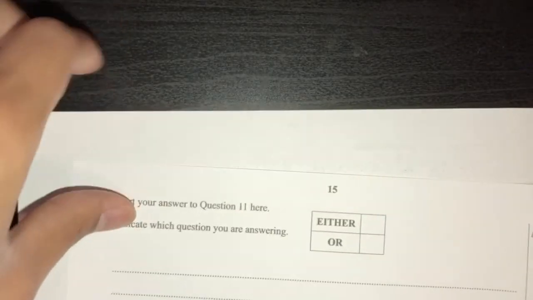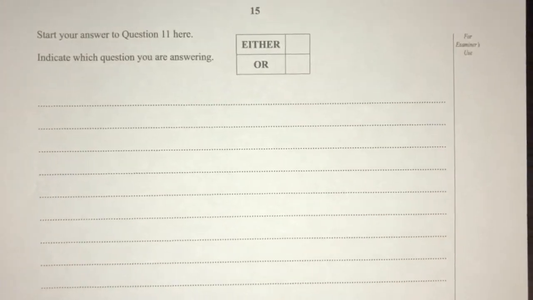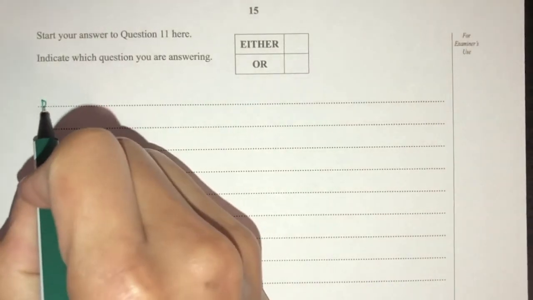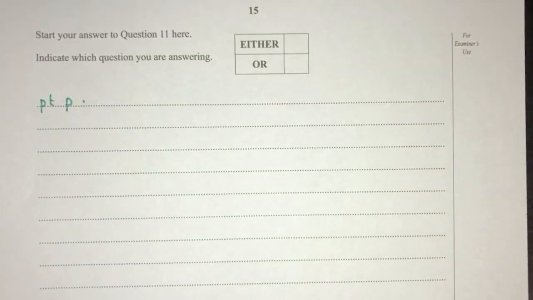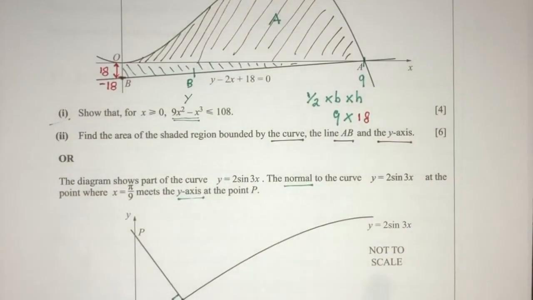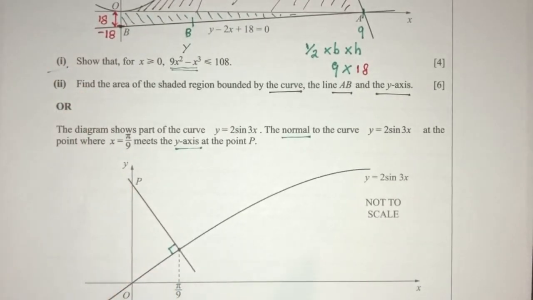So let's go back to this page. Basically we have to find the point P, right? So how would you find the point P? By observation, you will see that the point P is where this line intersects the y-axis. So we first have to find the equation of the normal and then find the point P. Now, how do you find the equation of the normal? So let's write this down.